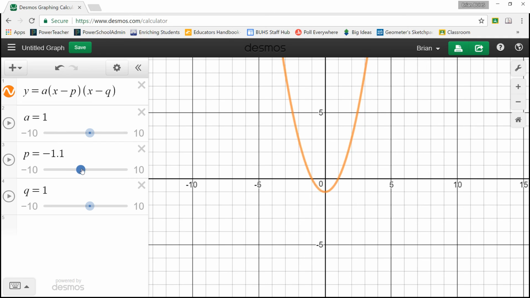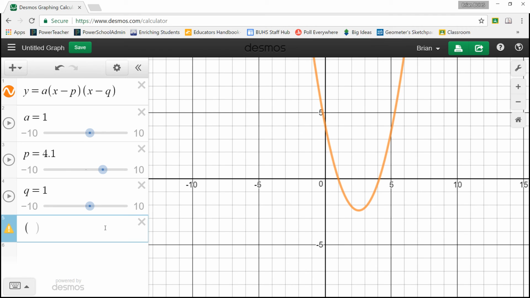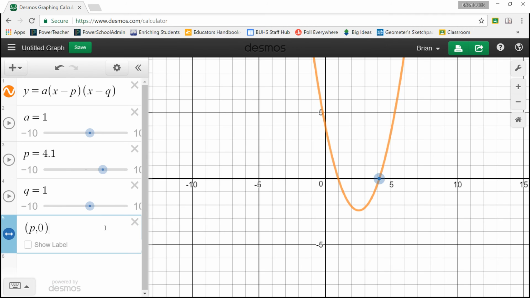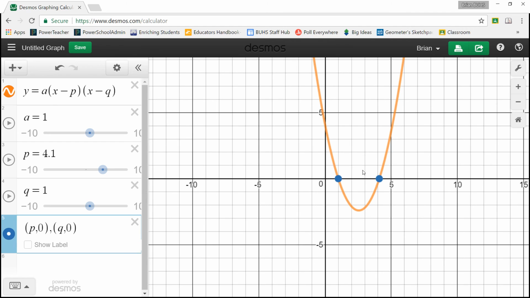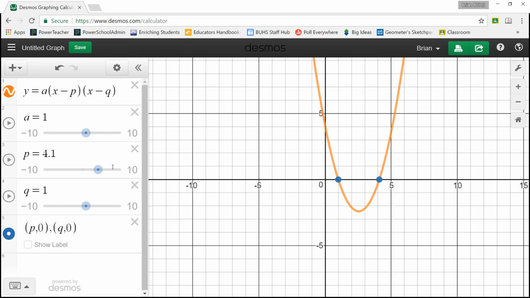Guys, what is that changing? Notice this point is staying the same. Let's actually plot that. We'll plot the point p comma 0 and the point q comma 0. Notice that this x-intercept is staying the same. It's changing the location of the other one. Isn't that weird looking? And the vertex is always halfway between those.